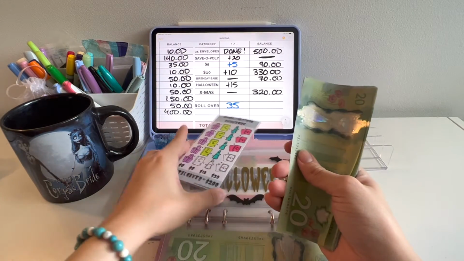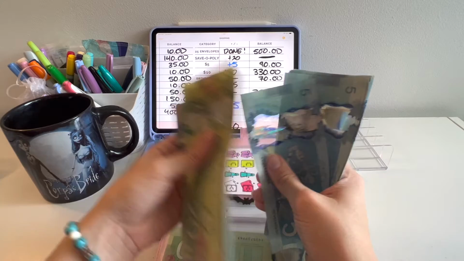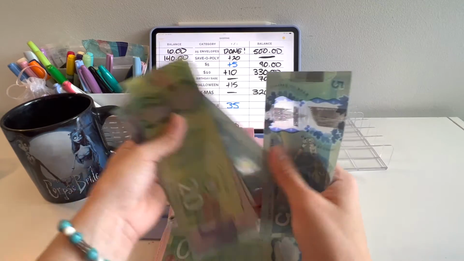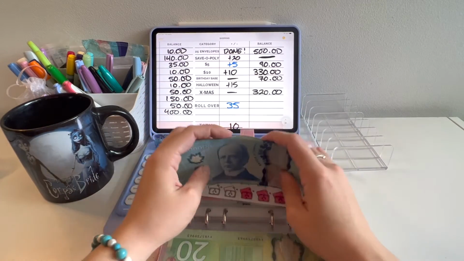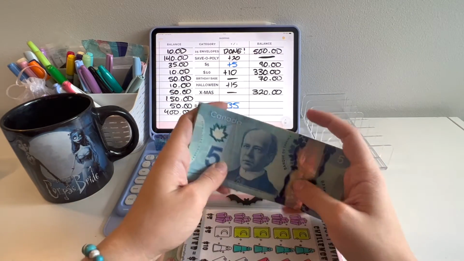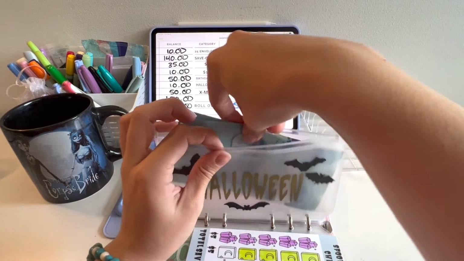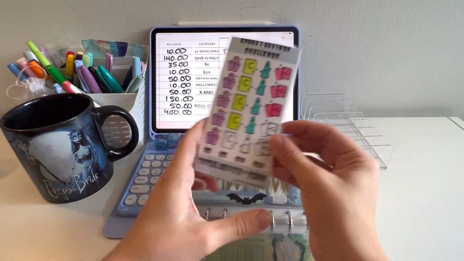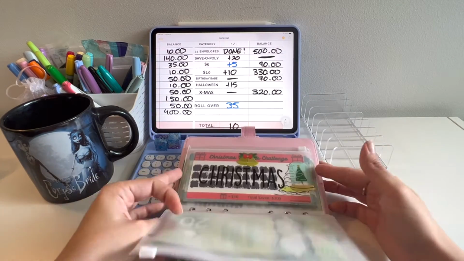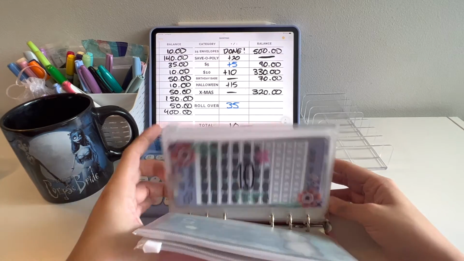And I now have 20, 40, 50, 60, 70, 80, 90, 100, 110, 120, 130, 145. So we are almost there for Halloween. My goal for Halloween is $200, and I would like to have this money before Halloween. That way I can actually buy a costume and get prepped and everything for that. So yeah, 145, I think I said. So that is very good. Okay, so that is pretty much everything stuffed today except for birthday babe.